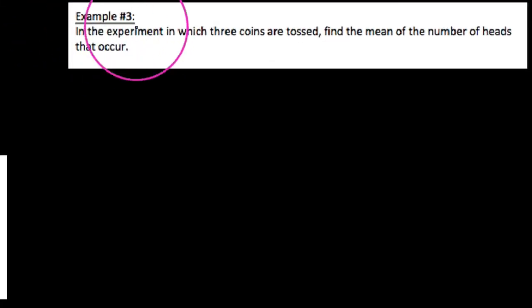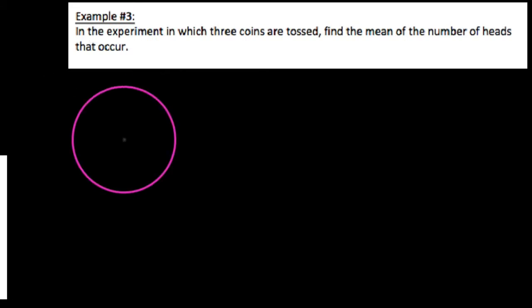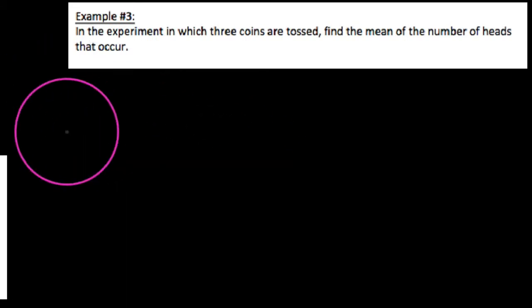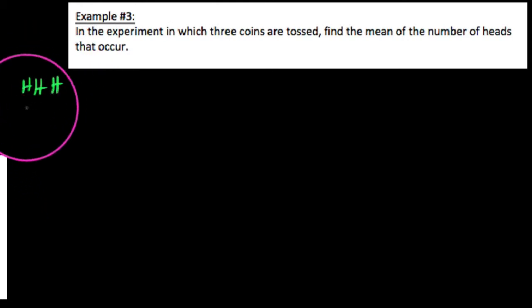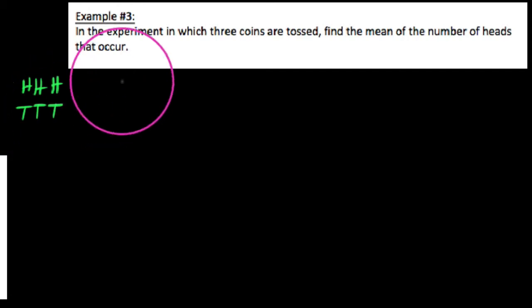All right, example number 3. In the experiment in which 3 coins are tossed, find the mean number of heads that occur. I think it's going to be useful to write out our probability distribution, but before doing that, to come up with a sample space. For example, we could flip 3 coins and get heads, heads, heads. Likewise, we could get tails, tails, tails. But let's list out the other 6 possibilities.